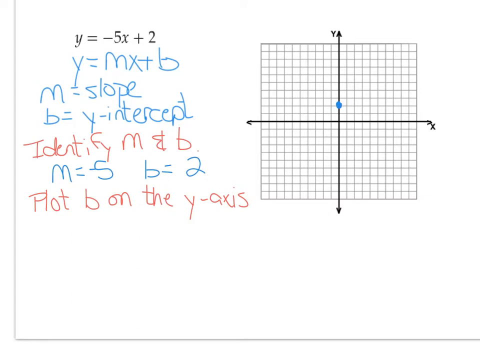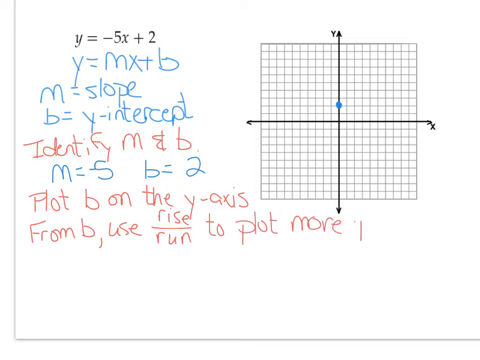Now I need to use my slope. How do I use my slope? What's the next step? From b, we're going to use rise over run to plot more points.